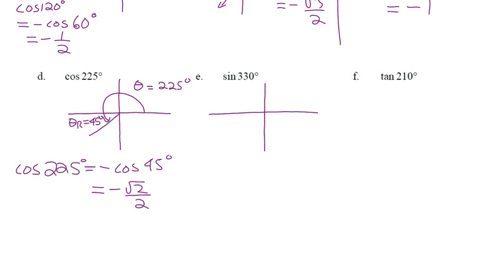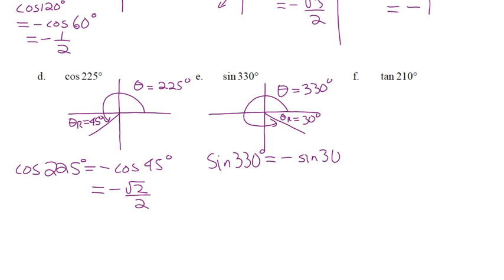330 degrees. Where's 330? Which quadrant? If only it were 330 now, we could just get out of here. But it's not. What's the reference angle? What are we going to say about the sine of 330? Equal to negative sine of 30, which is negative 1/2.